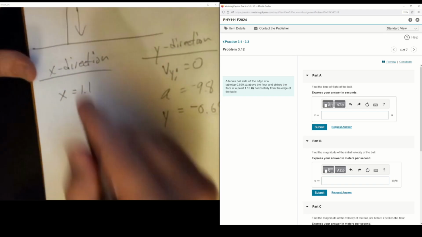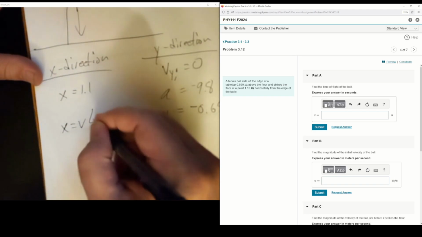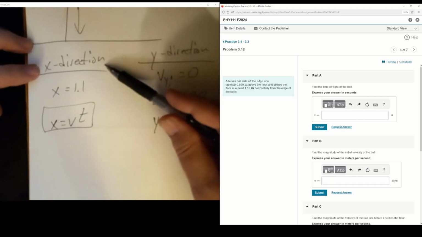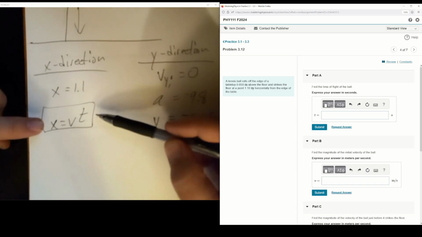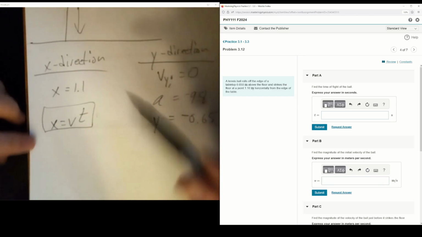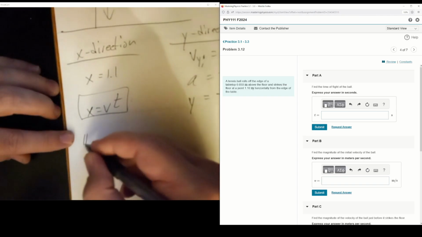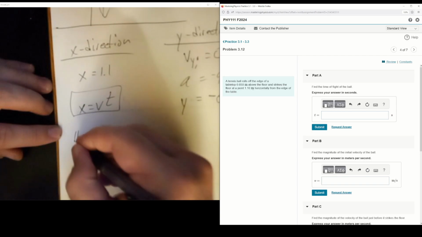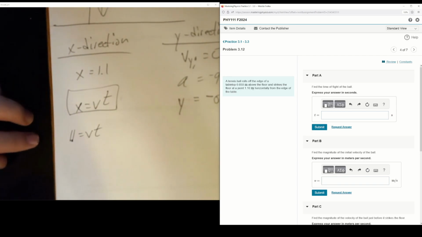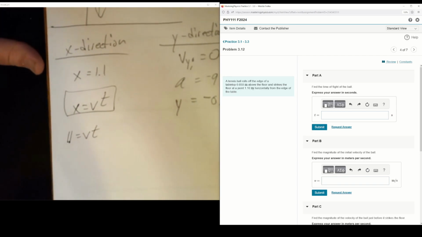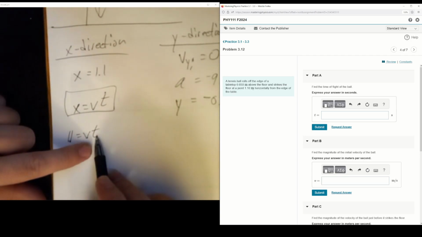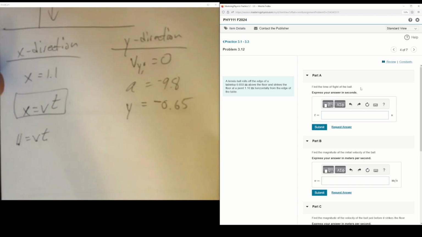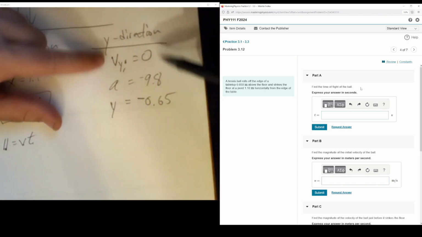And remember, the x direction only has one equation for projectile motion, and that's x equals vt, because there's no acceleration in the x direction, which means this is our only equation for the x direction. And we already know that x is 1.1, and so we can get that 1.1 equals vt. And to solve for velocity, we'd have to know time, which actually is the question to part A. Part A says, find the time of flight. Okay? Well, we have these three.